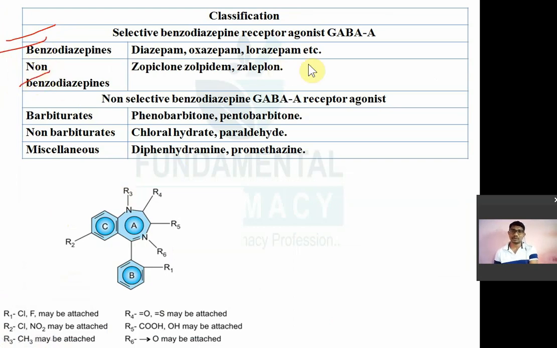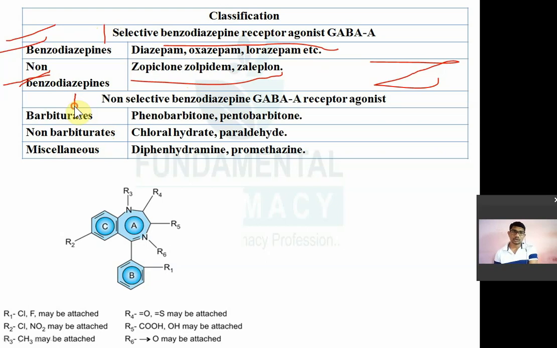In the benzodiazepines you have examples like diazepam, oxazepam, lorazepam, clonazepam, nitrazepam, flunitrazepam, midazolam, and a lot of drugs are there. Then non-benzodiazepines, in that class, Z drugs: zopiclone, zolpidem, and zaleplon. They are known as Z drugs. They are not actually benzodiazepines, they are benzodiazepine-like drugs. They are agonists of the same receptor. That's why they are known as non-benzodiazepines. So the first category was the selective benzodiazepine receptor agonist.